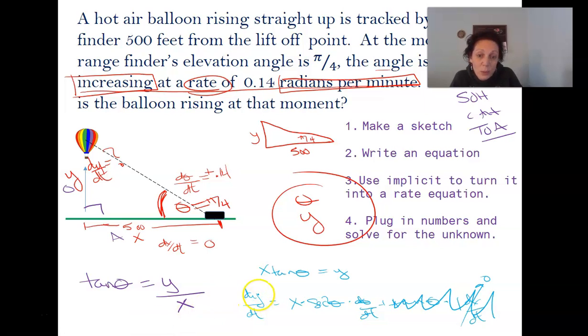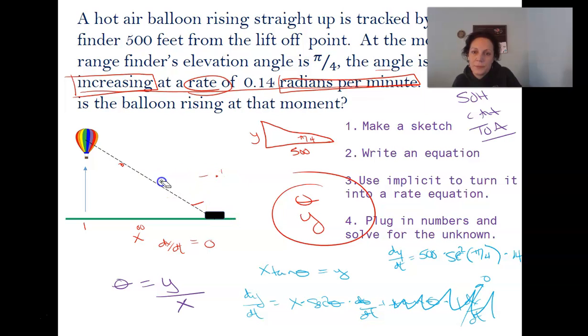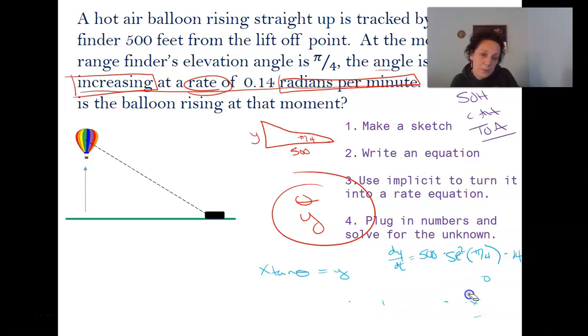Okay, so I have that dy dt is equal to x times the secant squared of theta d theta dt. I've got everything I need. They gave me x, it's 500. I need the secant squared of theta, which is pi over 4. And I need to multiply that by d theta dt, which is positive 0.14. So let's clean up here a little bit, because I want to show you a little bit of simplification. Not that anybody would ever simplify, I know.